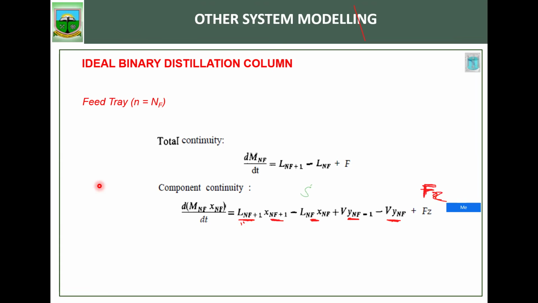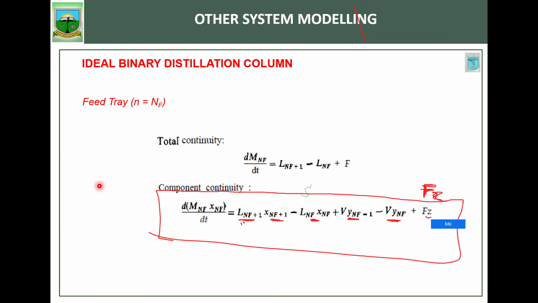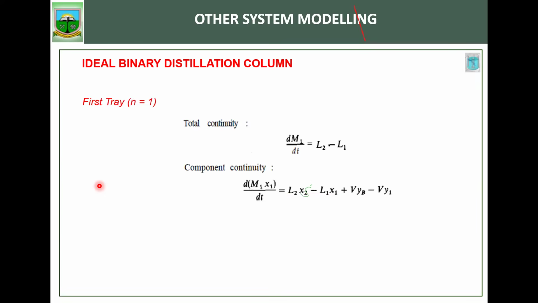The input vapor, that becomes the component continuity. And you know that Z, we said Z was what? The percentage of the lighter component inside the feed. So when you do that, you now establish that. Then you now write also the equation for the first tray.